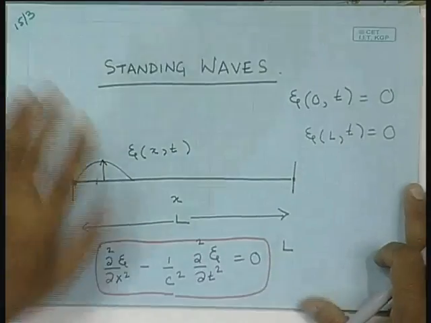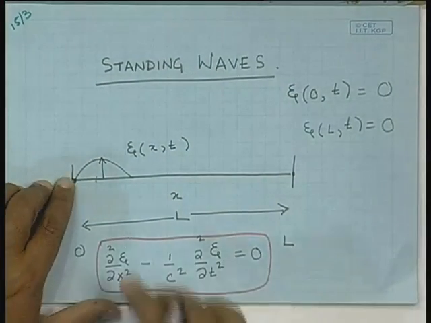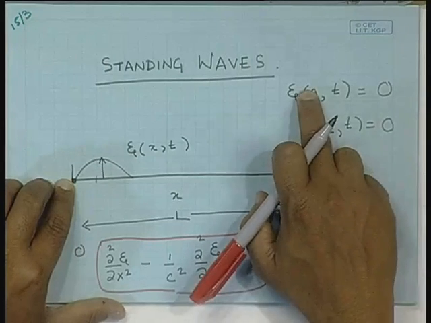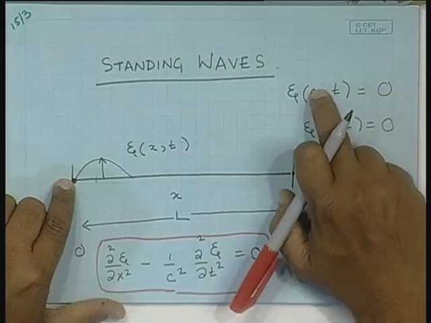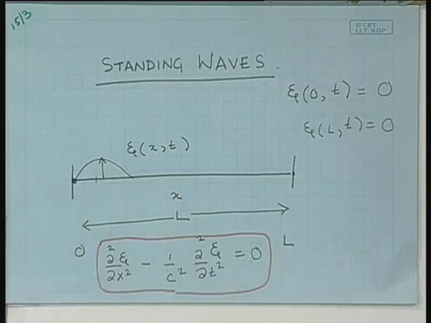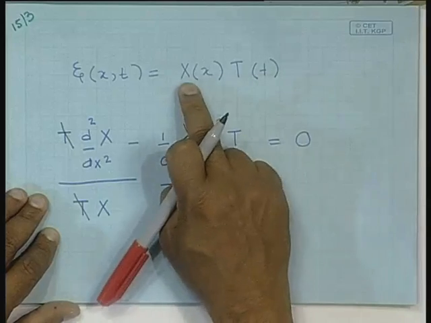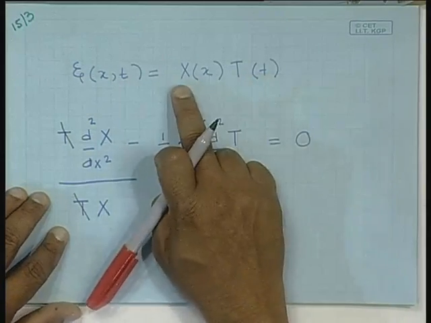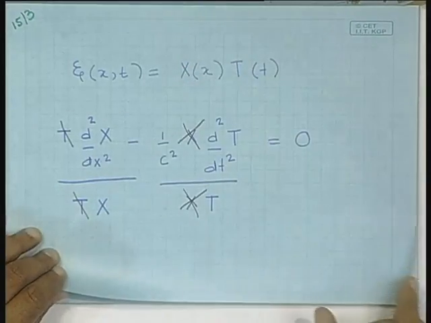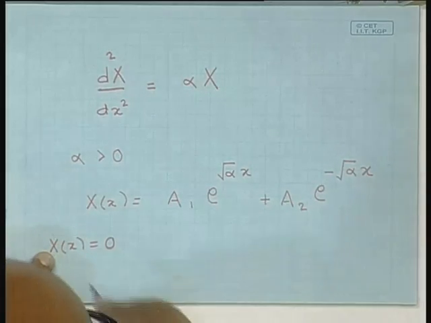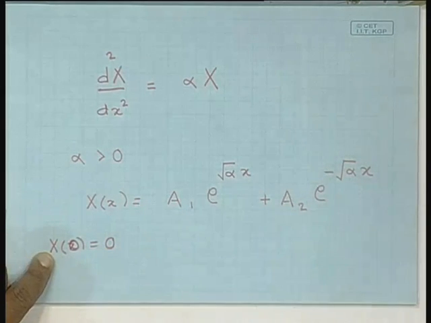We are dealing with a situation where we have a string. The string is free to vibrate in any fashion except at the boundary points, at the two endpoints which are fixed. So, xi has to vanish at x equal to 0, and it also has to vanish at x equal to L. This should be borne in mind, and we have expressed xi as a product of two functions, one of x and one of time. So, if xi has to vanish at x equal to 0 and x equal to L at all values of time, it implies that this function X should be 0 at x equal to 0 and x equal to L.